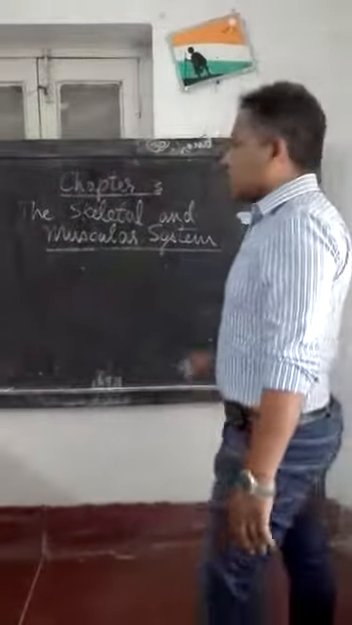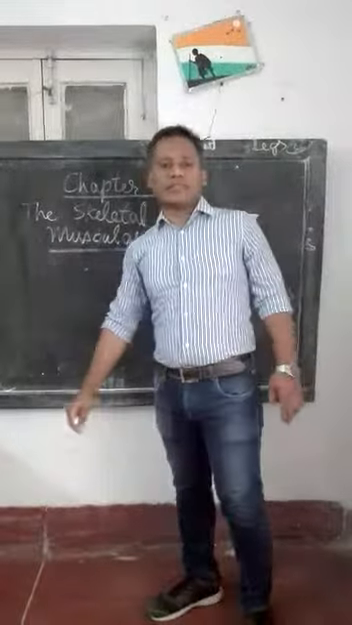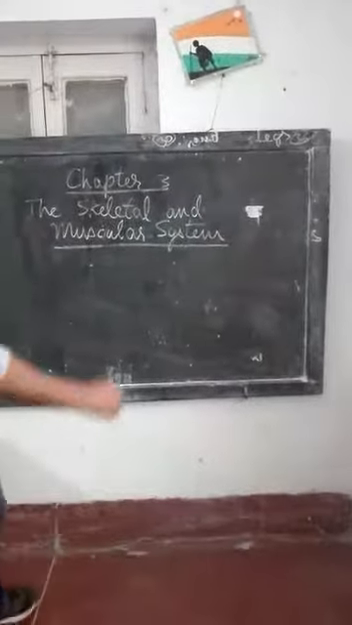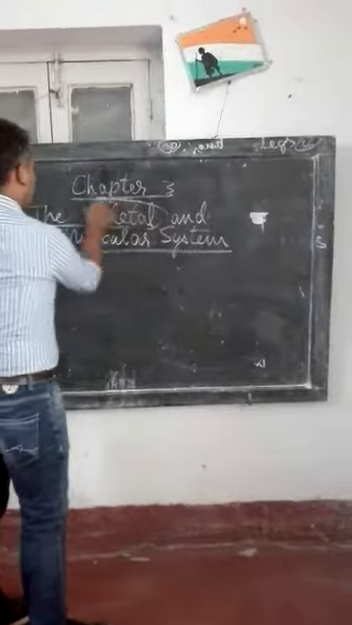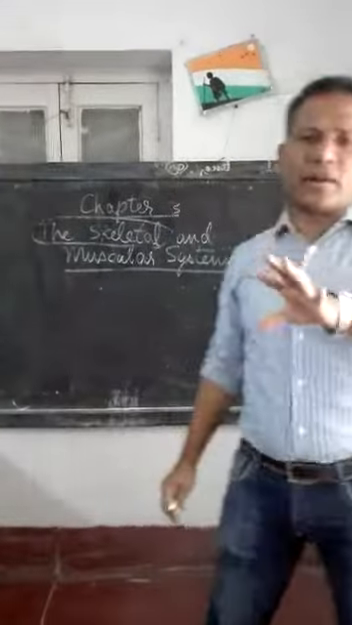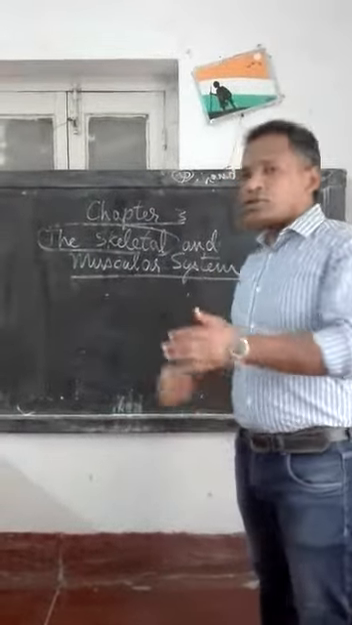We are doing chapter 3, the skeletal and muscular system. In the last class, we were studying the skeletal system. We have come to an end about the skeletal system. Today, we will just have a brief summary of the skeletal system and the muscular system.